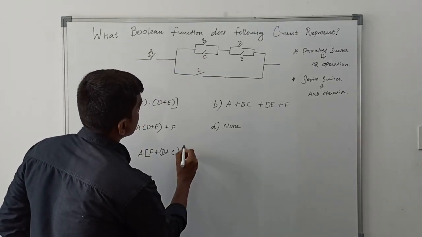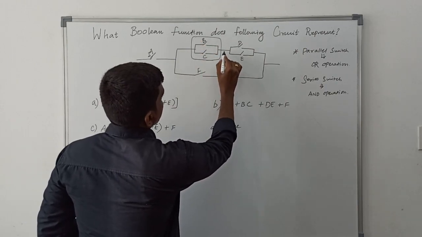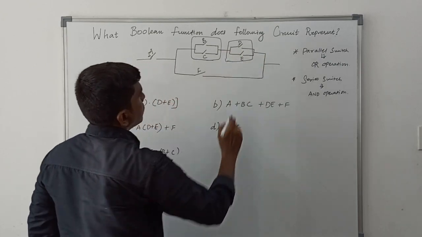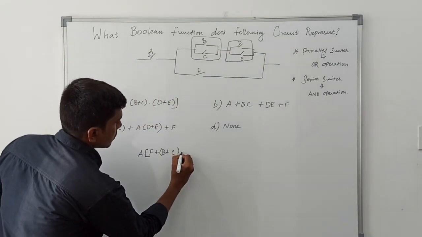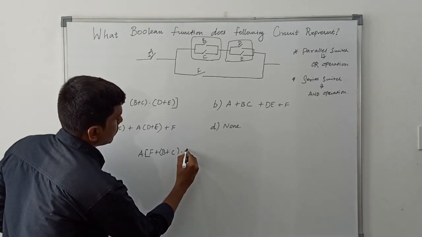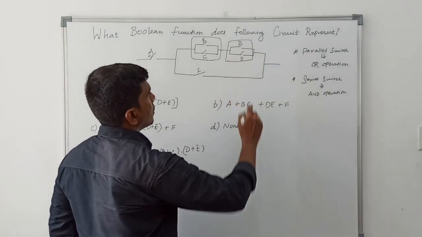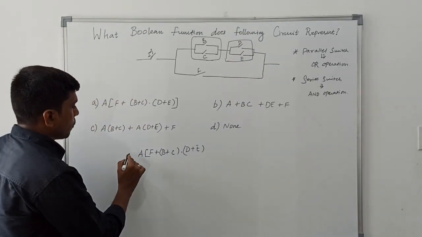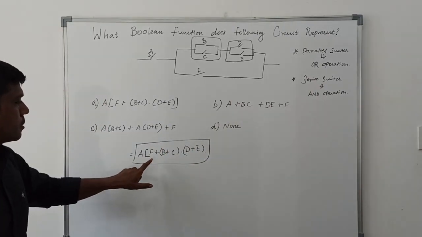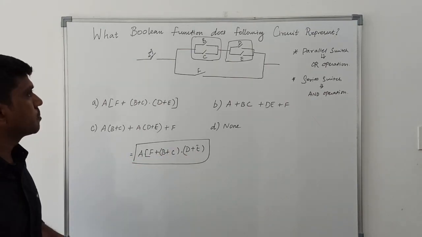Then this B plus C switch is connected in series with D and E. Series means a dot operation. Then D plus E, as these two switches are parallel connections. So the final Boolean expression for this circuit is A dot (F plus B plus C) dot (D plus E).